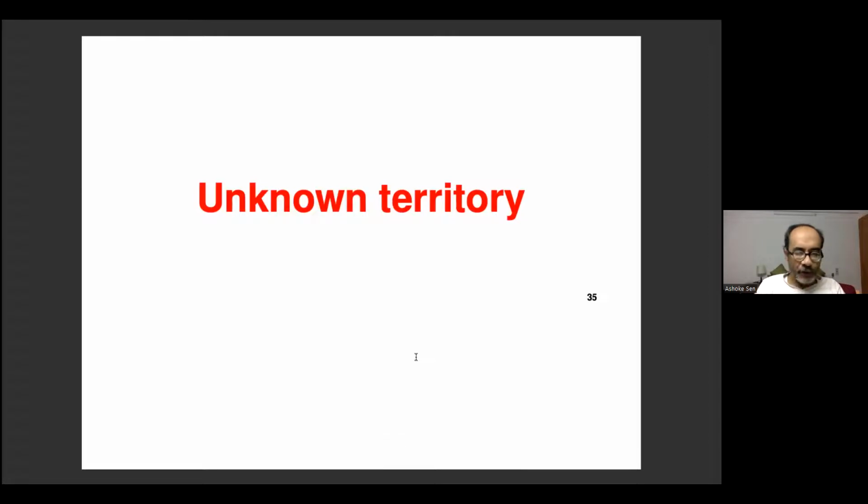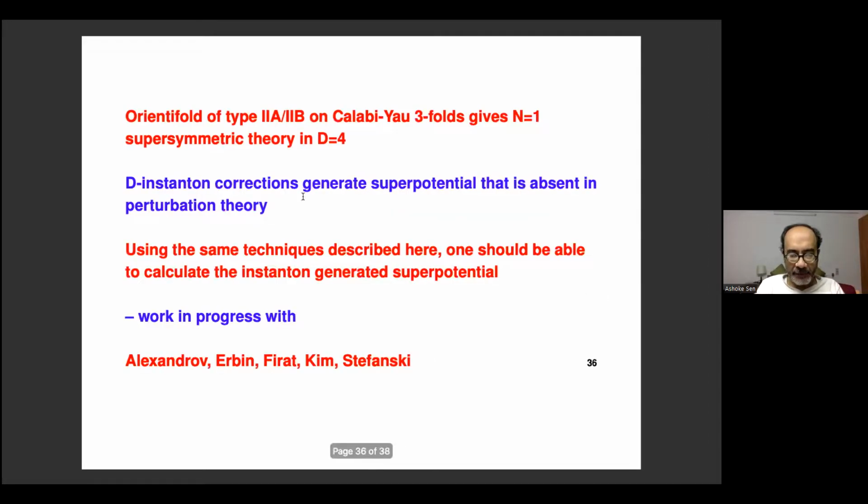Okay, finally, the unknown territory, where the answer is not known. That's the case of N equal to 1 supersymmetric compactification. So if you take type IIA or type IIB on a Calabi-Yau threefold and take an orientifold, we get an N equal to 1 supersymmetric theory in D equal to 4. And here D-instanton corrections are known to generate a superpotential, which is absent in perturbation theory. Of course, perturbation theory does generate some superpotential, but D-instanton corrections generate the kind of superpotential that you don't see in perturbation theory.